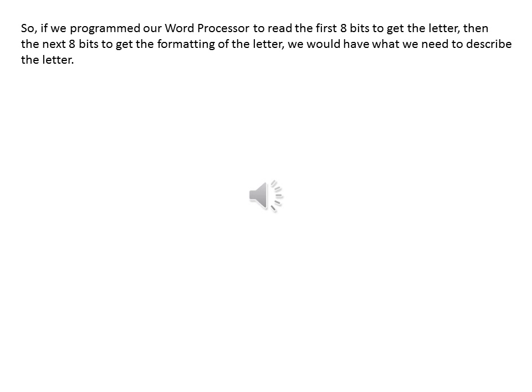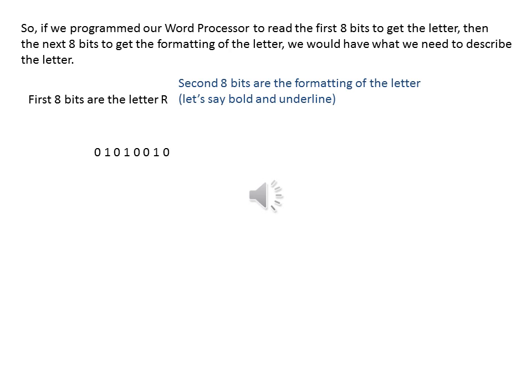So, if we programmed our word processor to read the first 8 bits to get the letter, then the next 8 bits to get the formatting of the letter, we would have what we need to describe the letter. The first 8 bits are the letter R. The second 8 bits are the formatting of the letter. Let's say bold and underline in this case.